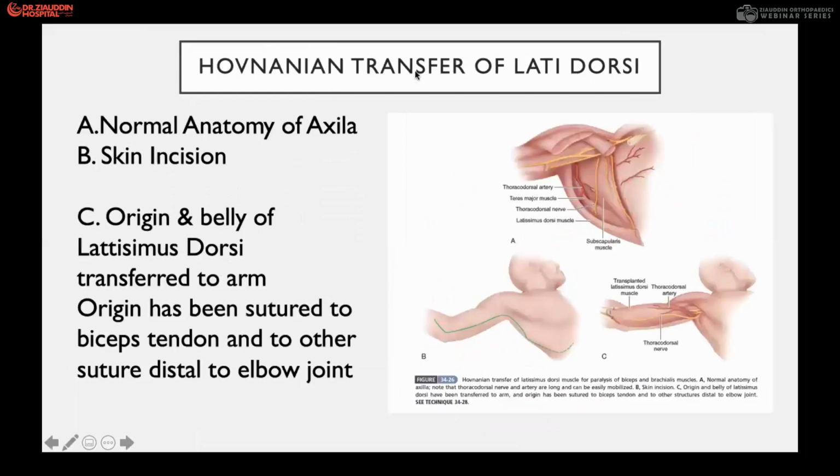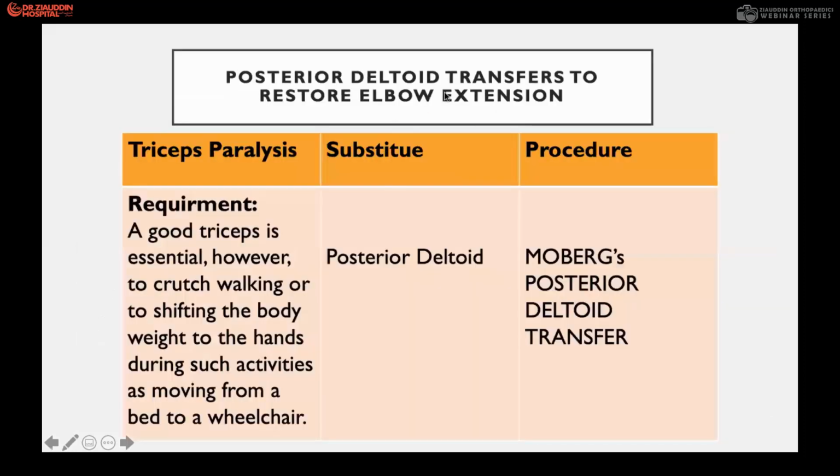Here is the Hovenian transfer of the latissimus dorsi. A big incision is given to detach the latissimus dorsi and bring it anteriorly and then attach it to the biceps tendon to have flexor movement with the latissimus dorsi transfer. Then there is the posterior deltoid transfer to restore triceps paralysis, that is, elbow extension paralysis or loss of extension of the elbow joint. In triceps paralysis, we substitute with the posterior part of the deltoid muscle, and the procedure's name is the Moberg procedure.